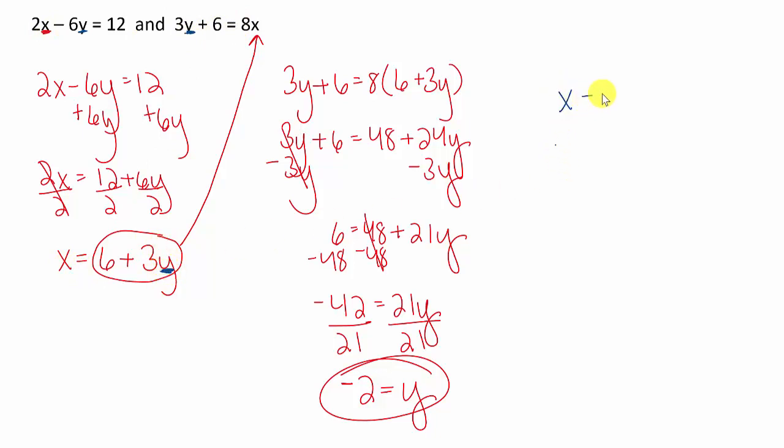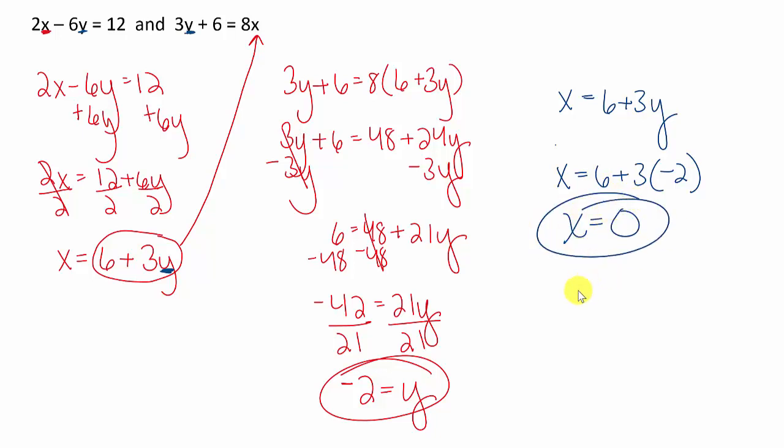So I'm going to take my x equals 6 plus 3y, and I'm going to plug in the -2 for y here. So x equals 6 plus 3 times -2. So x equals 3 times -2 is -6, and I have a positive 6 here, so that's going to make 0. So my x coordinate is 0.